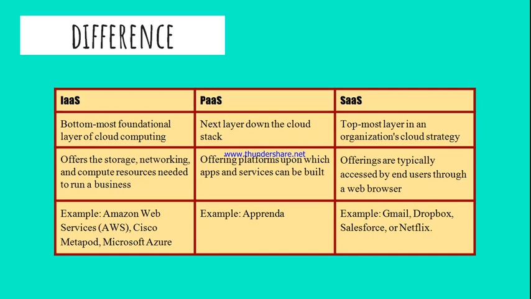Lastly, each cloud service model has examples that users can use. For infrastructure as a service, Amazon Web Services, Cisco Metapod and Microsoft Azure are provided. For platform as a service, Apprenda is provided. For software as a service, Gmail, Dropbox, Salesforce or Nestle is provided.